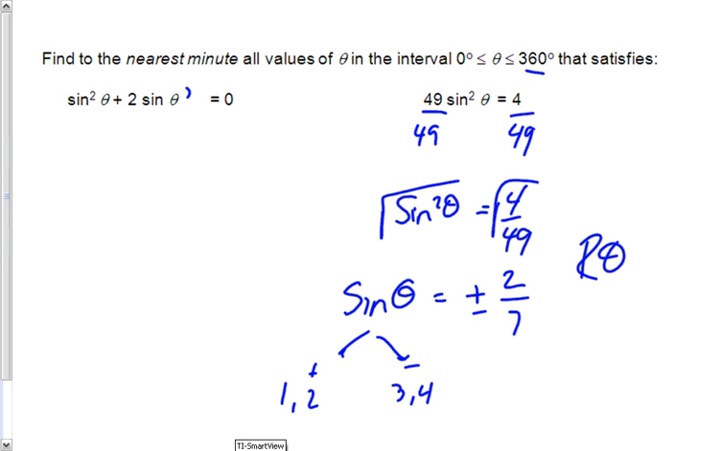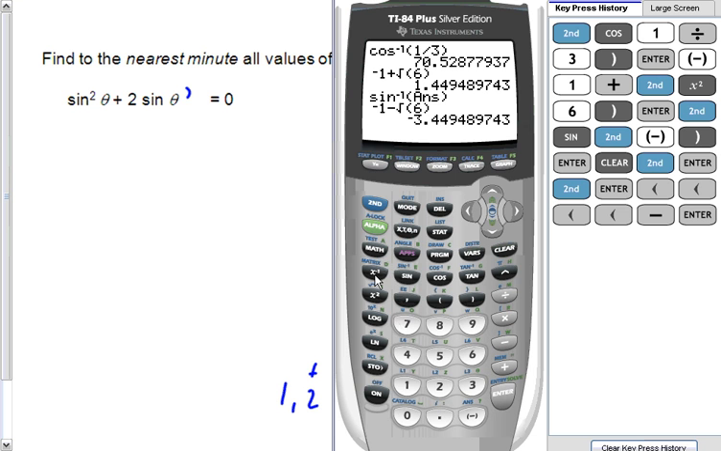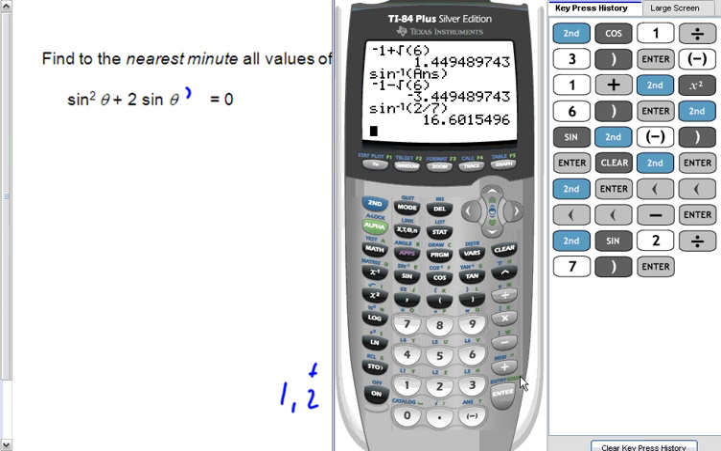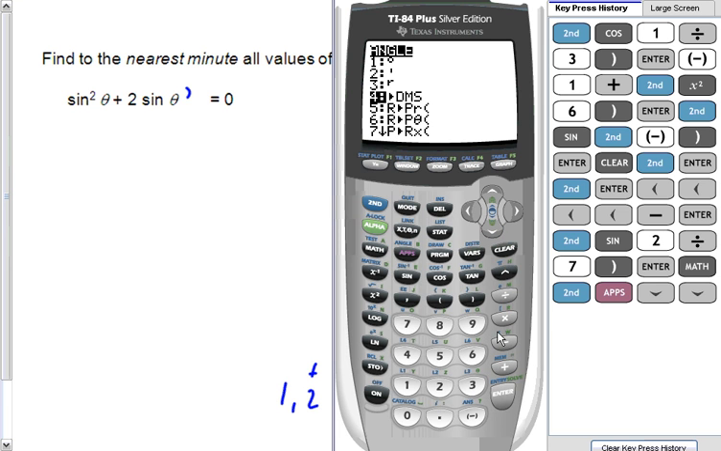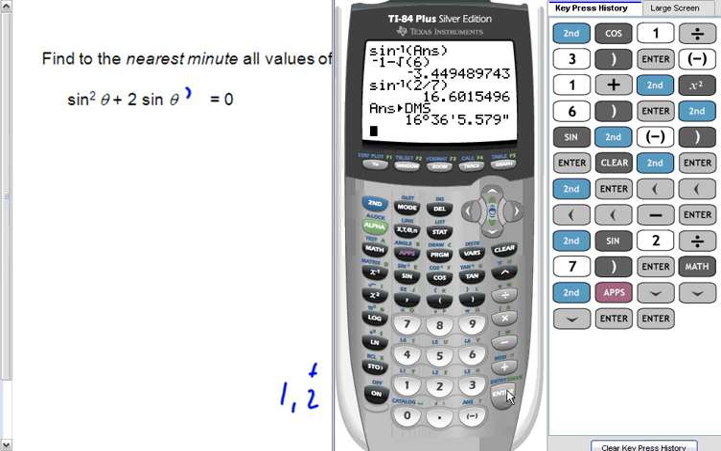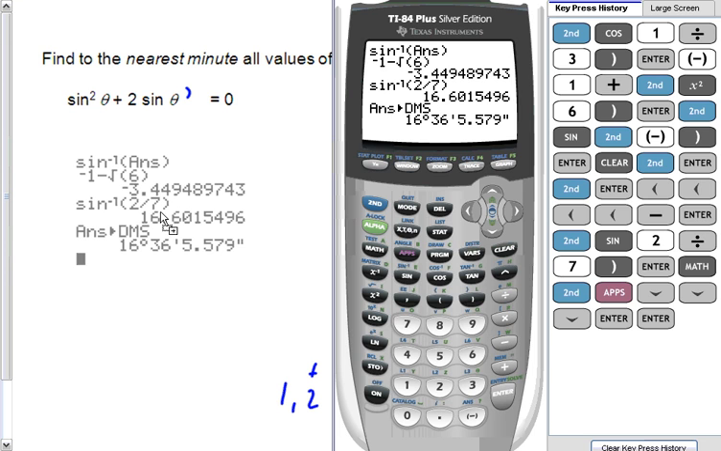So we do need a reference angle, and since it says to the nearest minute, we're going to have to do a little extra work. So I'm going to have to do the arcsine of 2/7. And I get this as our wonderful angle, 16.6015. We need to change this to degrees, minutes, seconds. So second angle is DMS number 4, so I can scroll down there to 4, press enter, and that's going to give me one of my answers there. And I'll just pull that over here so I can use that.